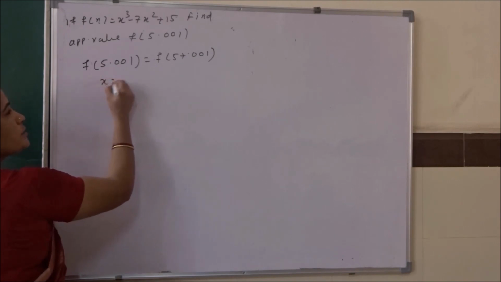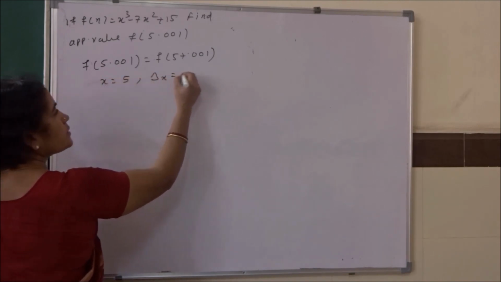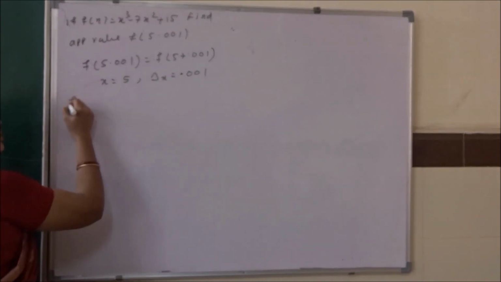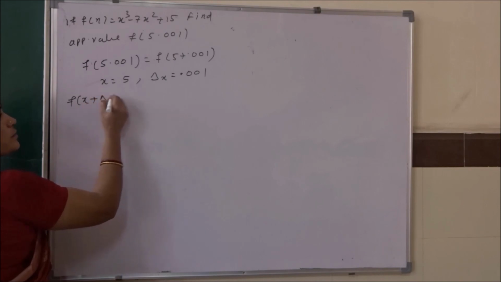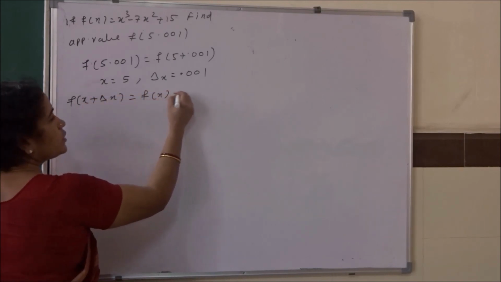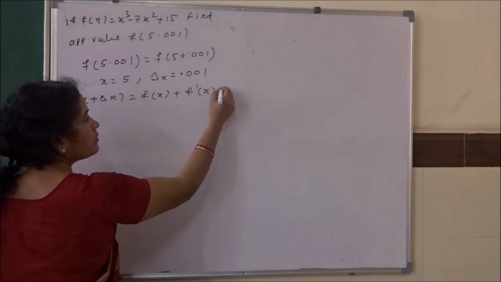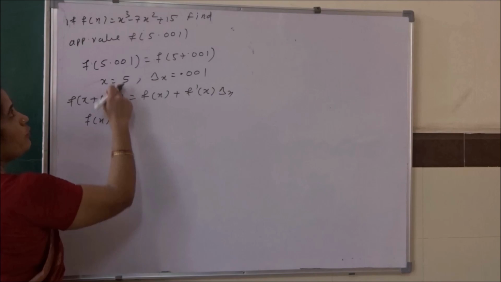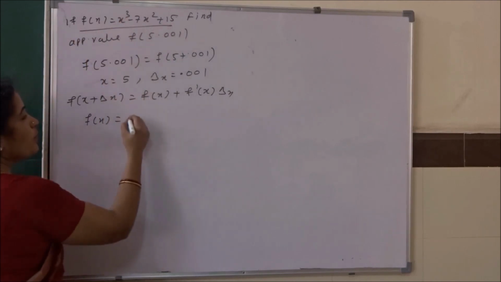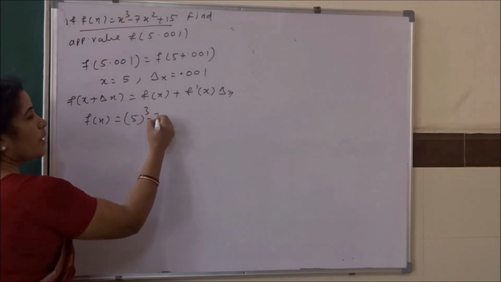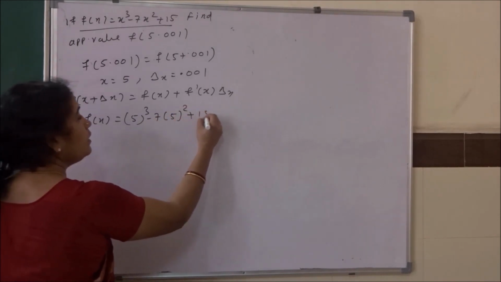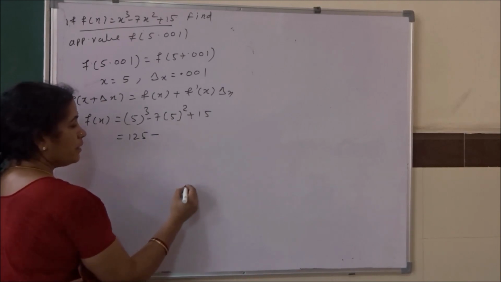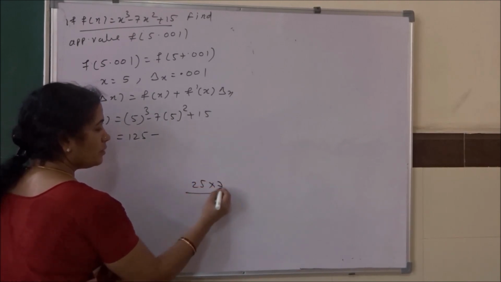So as per this, what is x? x is 5. What is delta x? Delta x is 0.001. Am I correct? Now you need f of x. What is the formula? f of x plus delta x is equal to f of x plus f dash of x into delta x. Am I correct? This is the formula. Now as per the formula, we need f of x. So x is 5, and f of x is given here. Now replace x by 5: 5 cube minus 7 into 5 square plus 15. You should take care of the calculation. 125 minus 25 into 7.